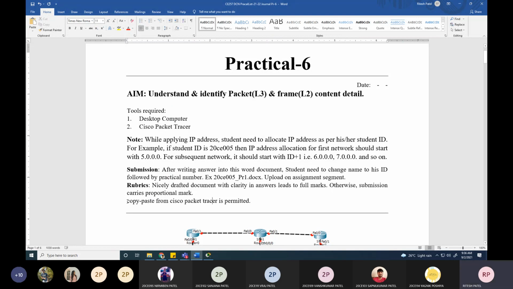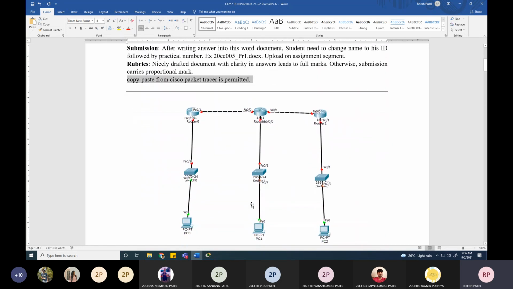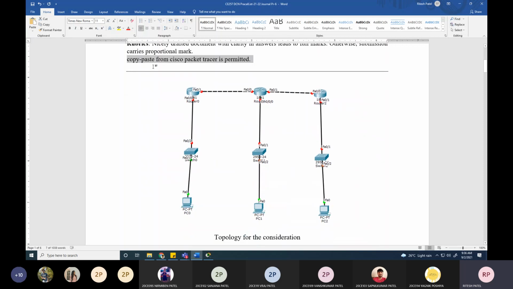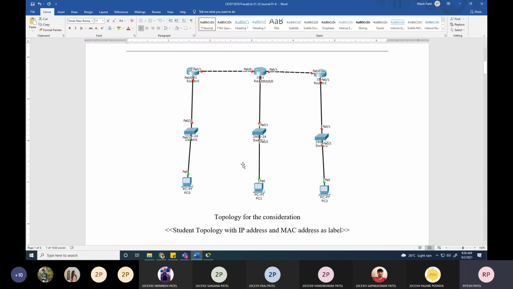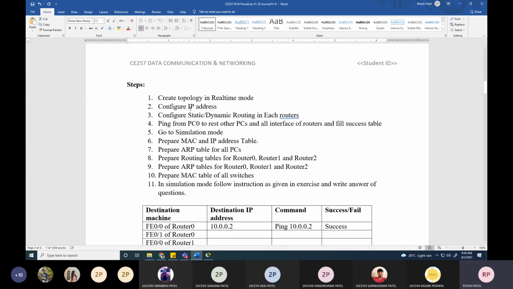I repeat, copy paste from the Cisco Packet Tracer is allowed or permitted because now you have had sufficient practice. That's why you are allowed to copy paste from Cisco Packet Tracer to your Word document. This is the topology we will discuss throughout practical 6. It's the same topology you experienced in practical number 5, but practical number 6 is an extension of the same practical with a different scenario.